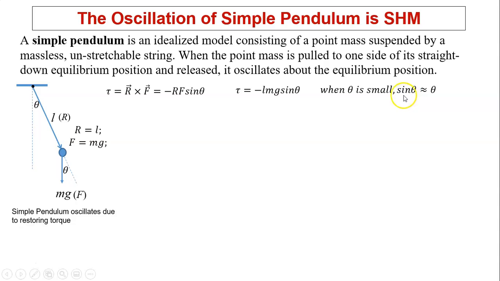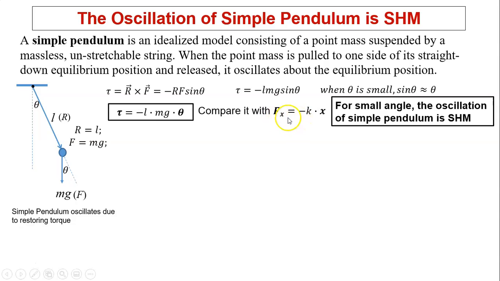When theta is very small, sine theta is approximately equal to theta. That gives us torque equals negative L times mg times theta. So compare this with F_x equals negative kx. We know this is simple harmonic motion. That's how we know this simple pendulum is simple harmonic motion when the angle is small.